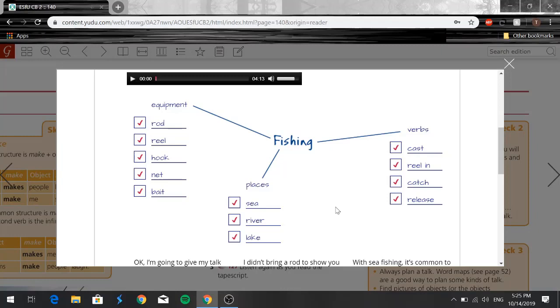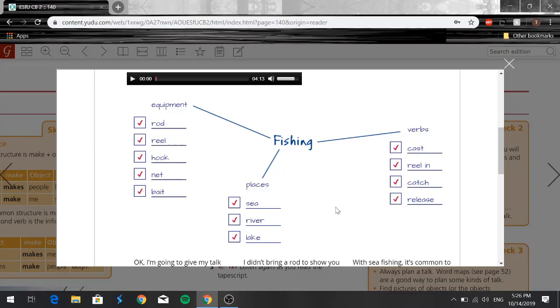Now, in river fishing, I often use a fly. That's not a real fly. It's a fly made of metal. It has bright colours, and river fish like these colours. Here are some flies. You can pass them around.